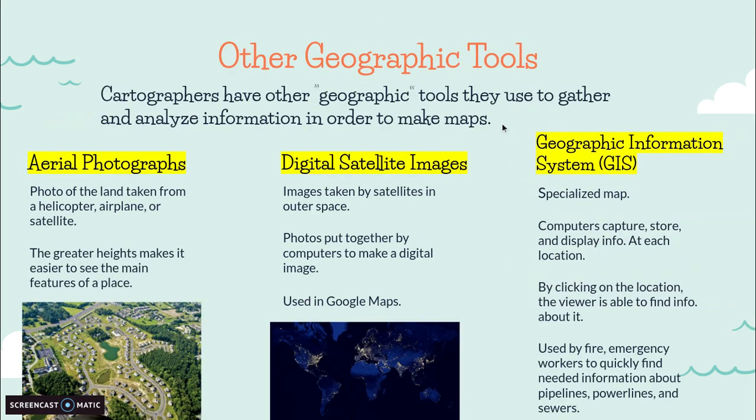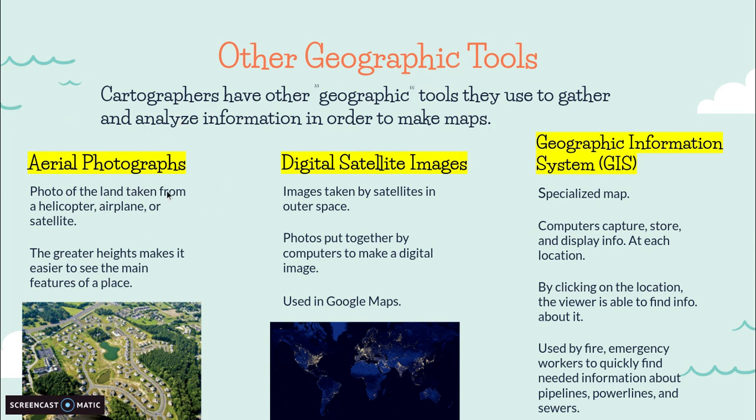So there are other types of geographic tools that we discussed in class. Cartographers have other geographic tools they use to gather and analyze information in order to make maps. So these three geographic tools that we're talking about, historical maps also can be included in this section. These tools are used to help make maps. Okay, so there are these tools in the cartographer's tool belt to make the most accurate maps possible.